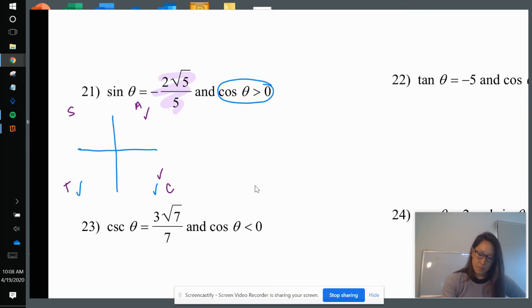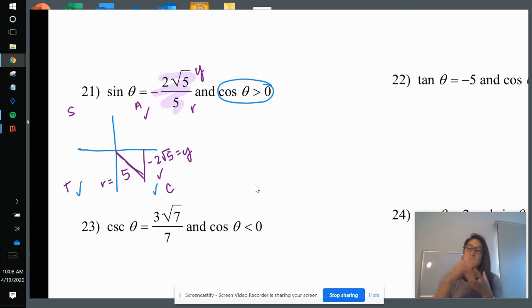I'm going to go ahead and draw in a little reference triangle. Remember that the sine ratio is the y value over the r value. So I'm going to label this y as negative 2 root 5, and the r value is going to be equal to 5. I'm going to use the ratio to be able to build my triangle.